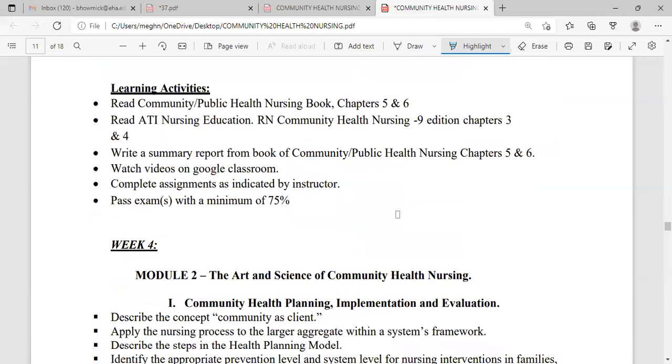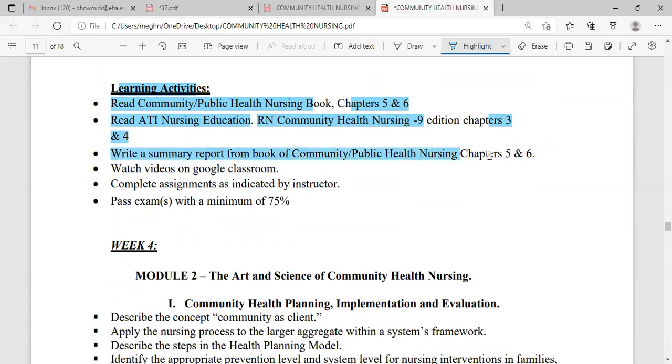The learning activities include: read the Community and Public Health Nursing book, chapters 5 and 6. Also, you can read ATI Nursing Education, RN Community Health, chapters 3 and 4. Write the summary report from the Community and Public Health Nursing book, chapters 5 and 6. Watch the videos on Google Classroom and complete assignments as indicated by the instructor, and pass the exam with a minimum of 75%.